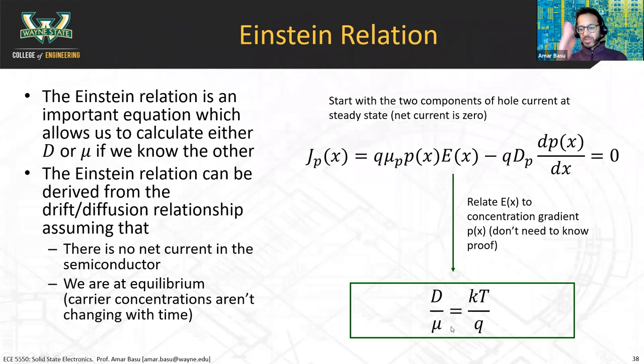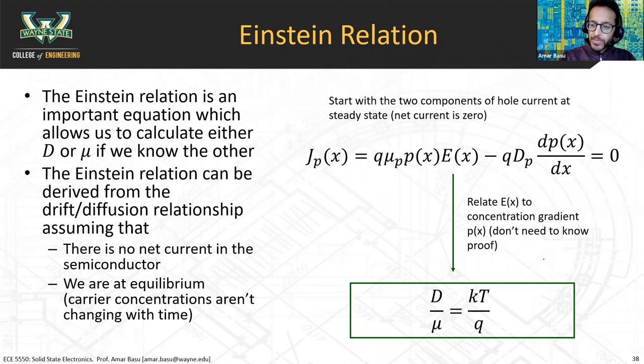It's kind of like de Broglie's equation, deceptively simple, and it can be derived fairly easily too. D over mu equals kT over q. This kind of rhymes, so it's easy to remember. So the ratio D over mu is equal to kT over q.